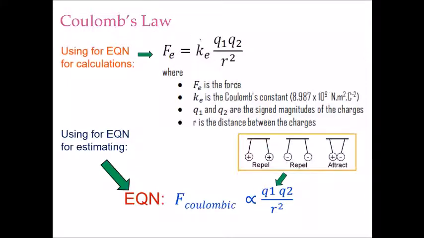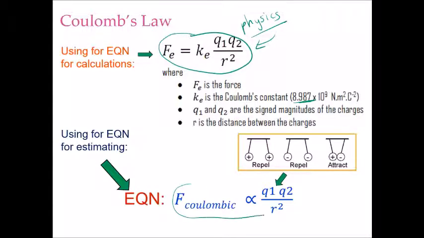Coulomb's law. This version is the physics version. This is where you would plug in numbers and calculate and get your force of attraction, and you'd use your constant and all that stuff. We're not calculating this. They said qualitatively apply it. We're using this version down here, where the force of the Coulombic attraction is proportional to the magnitude of the charges, which is Q1 and Q2, over the distance, which is r squared.